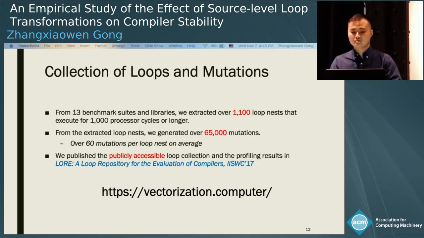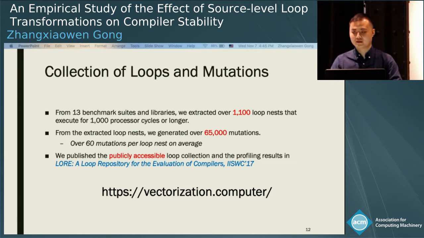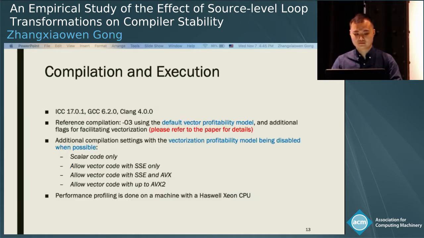The extracted loop nests, along with their mutations and the profiling results, are publicly accessible on vectorization.computer, and it's provided as a repository and published in our ISWC paper last year.